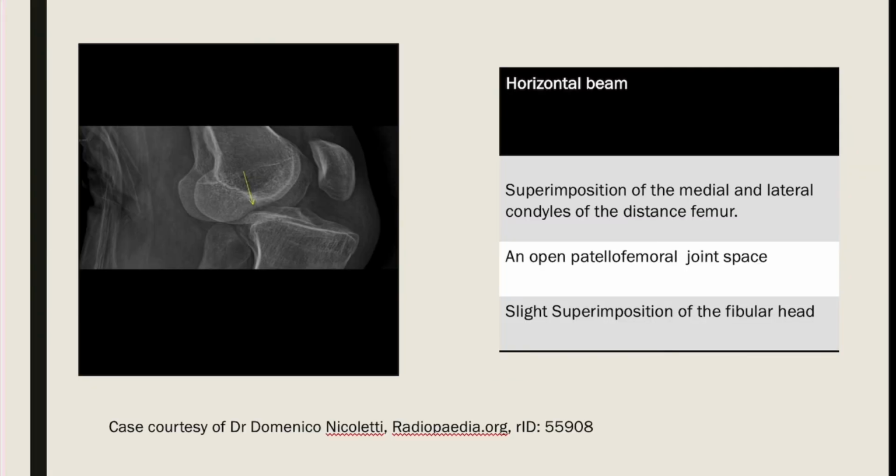For the horizontal beam, the criteria includes superimposition of the medial and lateral condyles of the distal femur, an open patellofemoral joint space, and a slight superimposition of the fibular head. Pretty much the same as the lateral view.